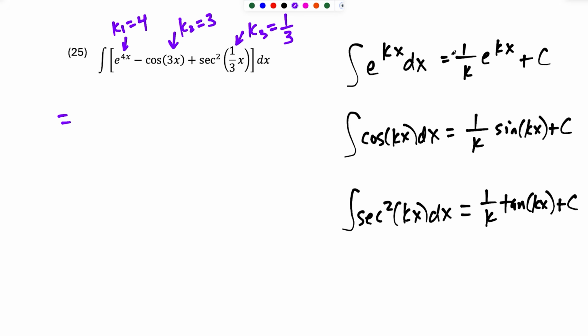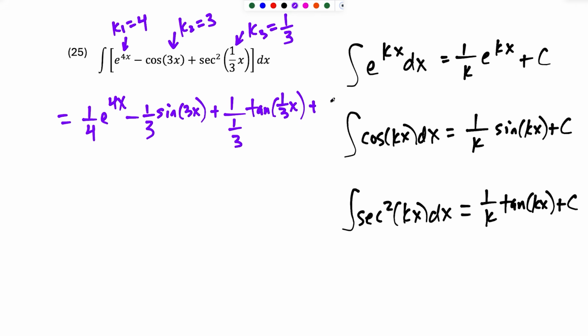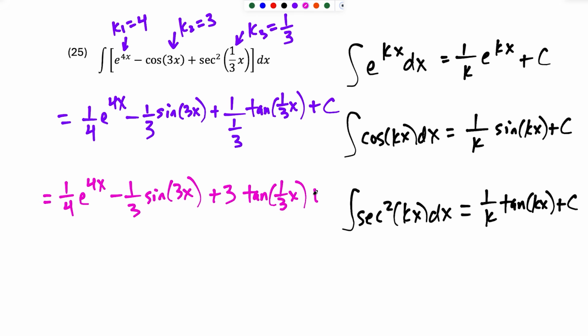So I just apply this formula all the way through, and I get 1 over 4 e to the 4x. And then here I have minus 1 over 3, and then I have sine of 3x. And then last, I'm going to have plus 1 over 1/3. So I get 1 over 1/3, and then tangent of 1/3 x, and then plus c at the end. So now I'll just simplify all of this. We're going to have 1/4 e to the 4x minus 1/3 sine 3x, and then plus 1 over 1/3 becomes 3, and then tangent 1/3 x, and then plus c at the end.